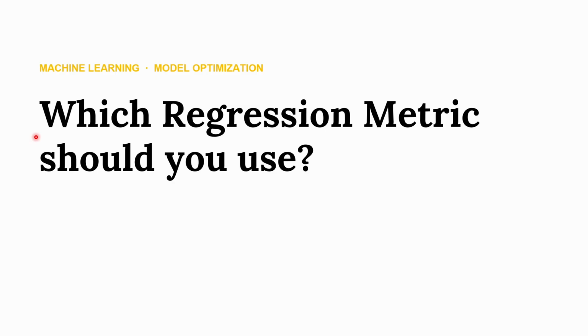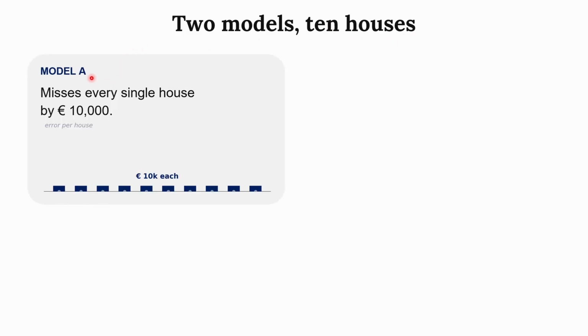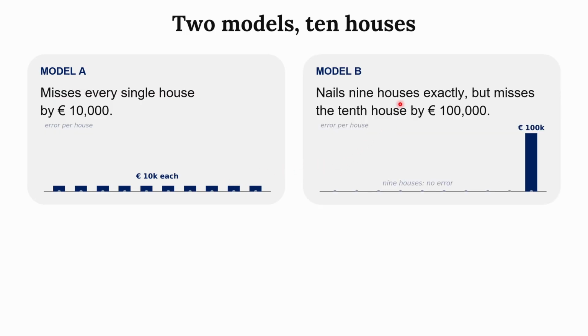We will see a case study to see which metric is the best, and then we will present all the metrics, and we will also see some traps that can happen when we evaluate these metrics. So, imagine you have two models to predict the price of 10 houses. Model A misses every single house by 10k, whereas Model B nails the first 9 houses exactly, and then makes a tremendous error of 100k on the last.